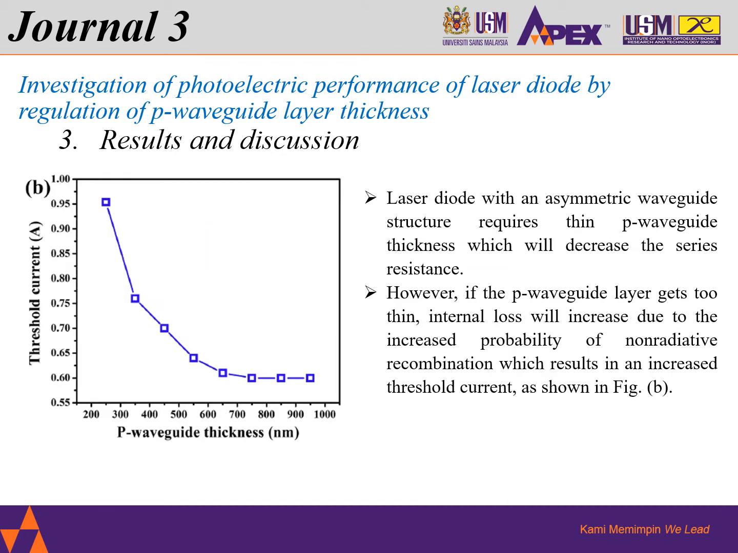When we look at threshold current interaction with P waveguide thickness, the thinner the P waveguide layer, the higher the threshold current. But actually laser diode with asymmetric waveguide structure requires a thinner waveguide thickness to reduce the series resistance. But if the layer gets too thin, the internal loss will increase due to increased non-radiative recombination, which will result in an increase in threshold current, which we don't want.